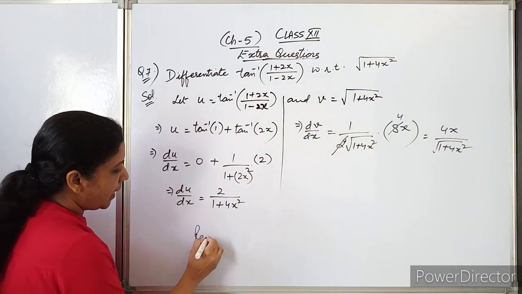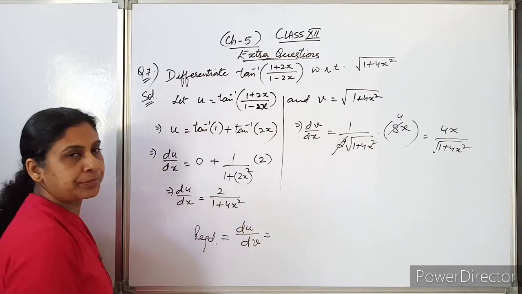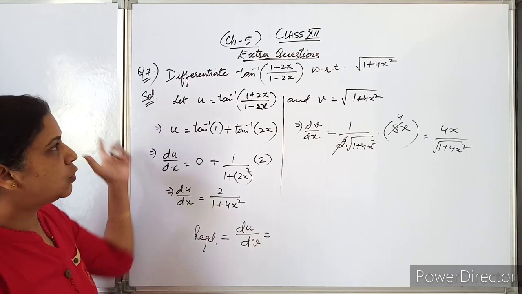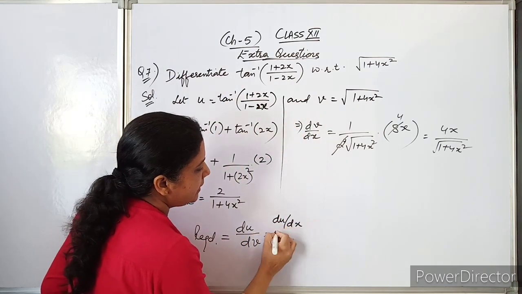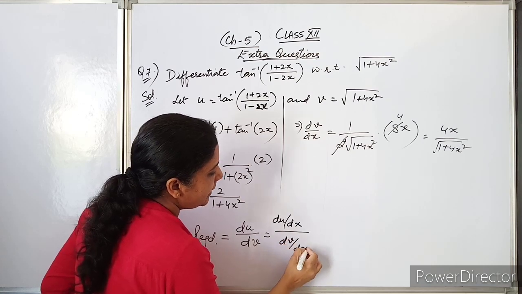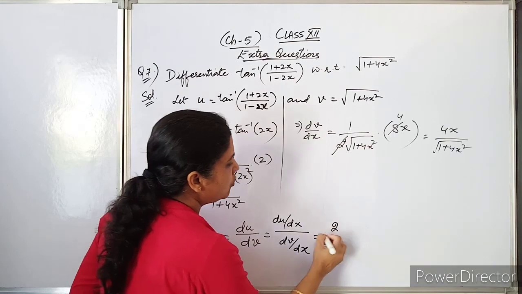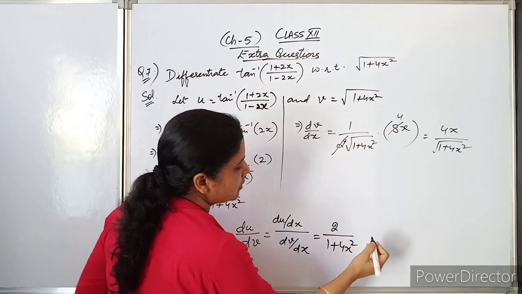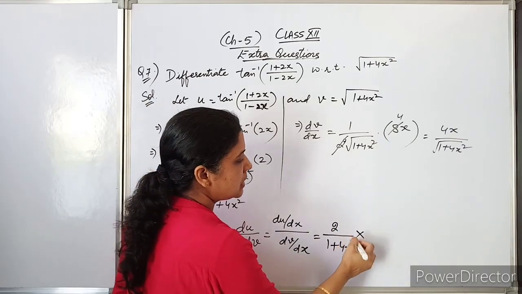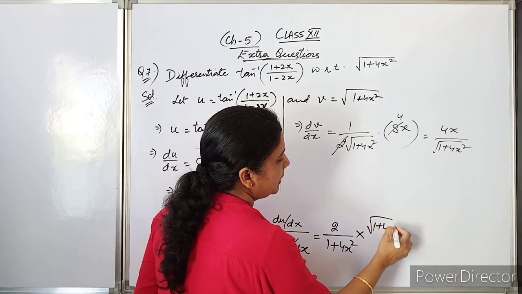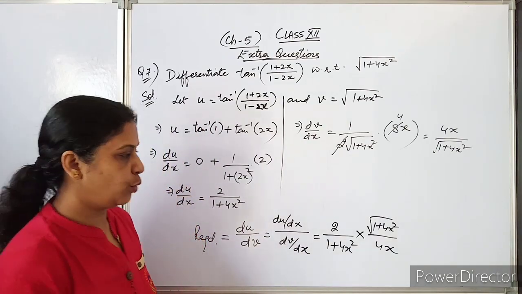Now required is du by dv. This we want, derivative of u with respect to v. This can be given as du by dx whole divided by dv by dx. So it is 2 upon 1 plus 4x square, and if I have to divide by this term, I can multiply with its reciprocal. Simply to simplify it, I have multiplied with the reciprocal.